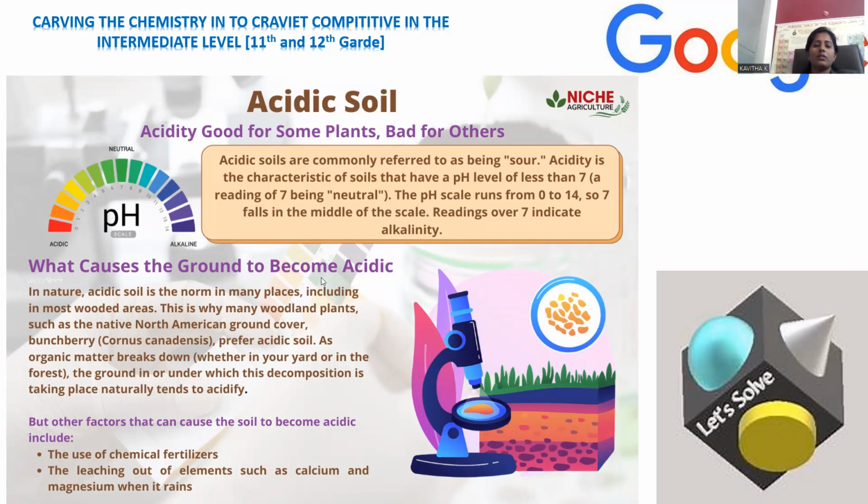So what causes the ground to become acidic? That is purely because of contamination from the surrounding regions, or else some minerals present inside. Okay, so in nature, acidic soil is the norm, including in most wooded areas.